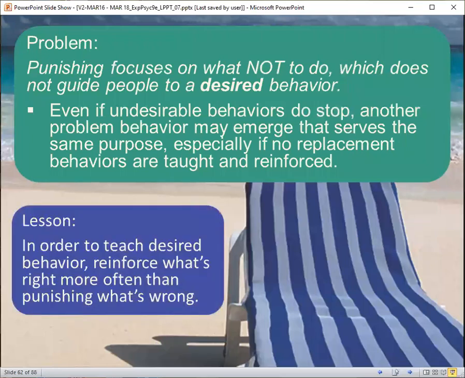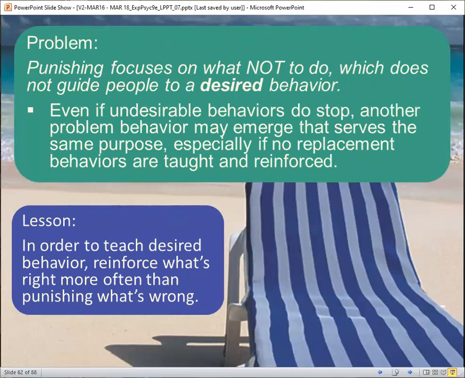So in order to teach desired behavior, reinforce what's right more often than punishing what's wrong. That's the key lesson they're trying to communicate here: punishing is only part of the mission, but it's really not the true mission. The true mission is for them to do certain types of behaviors. And so we want to reinforce the good behaviors so we don't have to punish the bad behaviors so often. Okay?